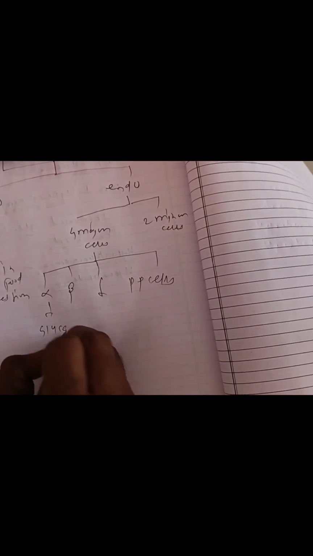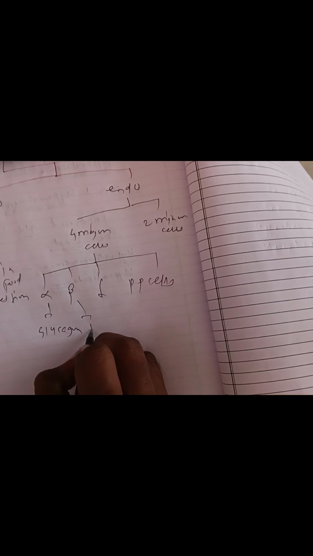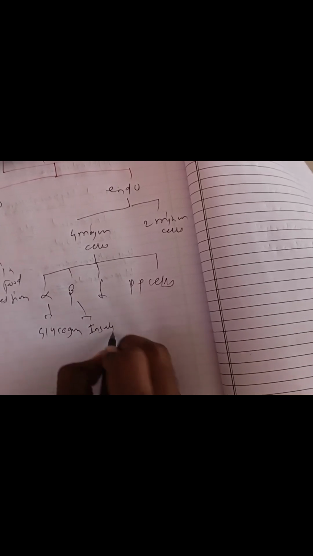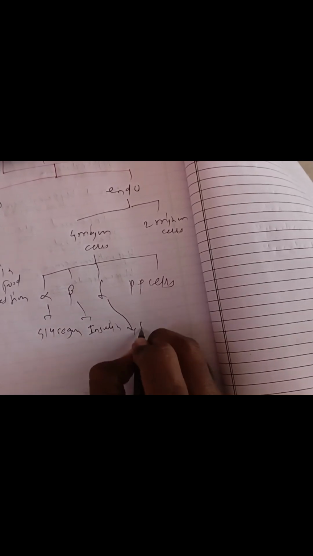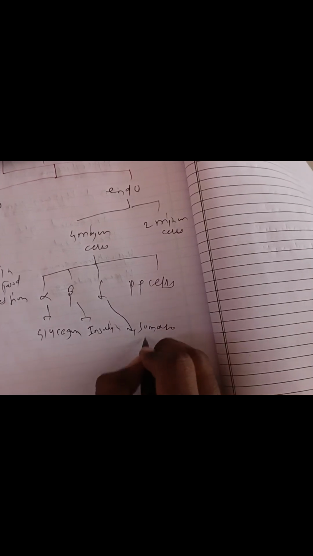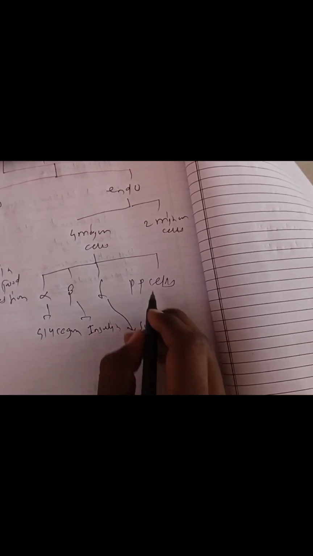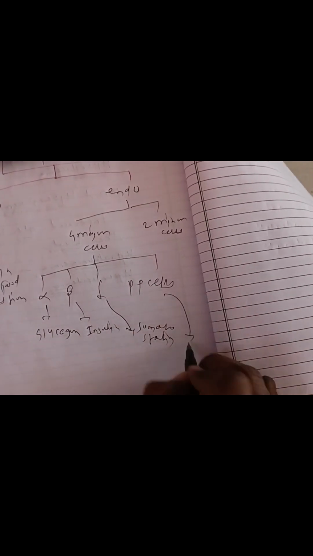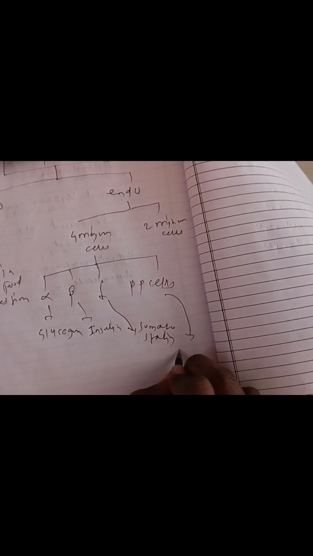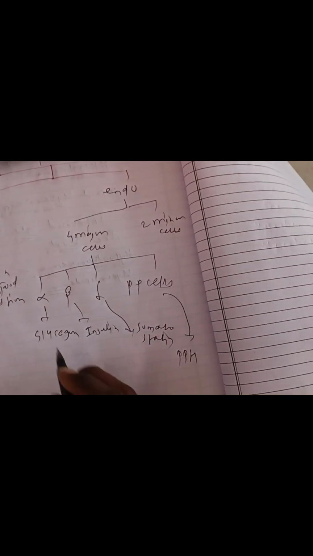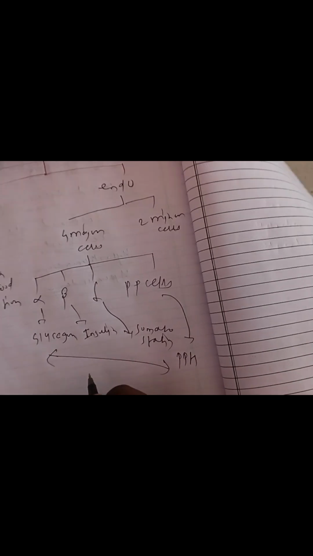Alpha cells secrete glucagon. Beta cells secrete insulin. Delta cells secrete somatostatin, and pancreatic polypeptide cells secrete pancreatic polypeptide hormone. These four major cells secrete the four hormones.